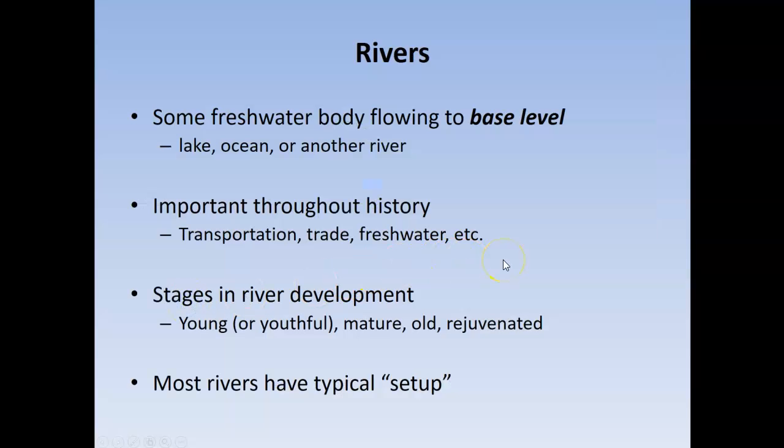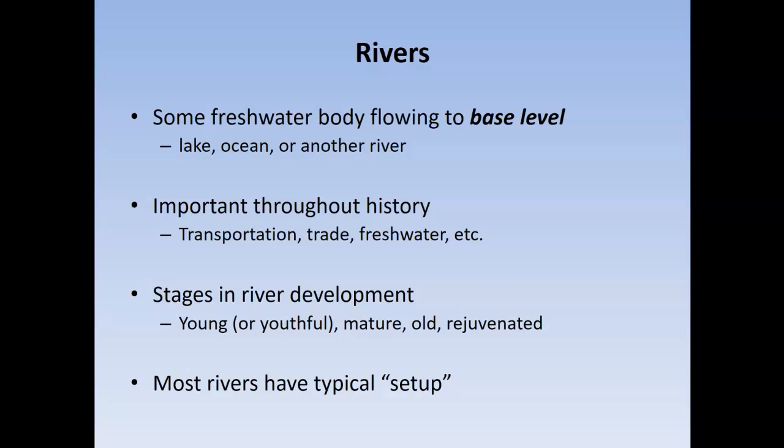Okay, so some things about rivers we want to look at and talk about. The base level, what is that? That's the ultimate ending point for our river. Sometimes rivers will flow into another body of water like a lake, and that would be the base level. Whatever elevation that lake is at would be the base level for that river.